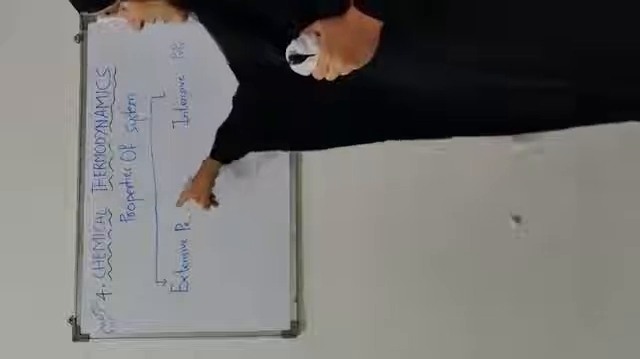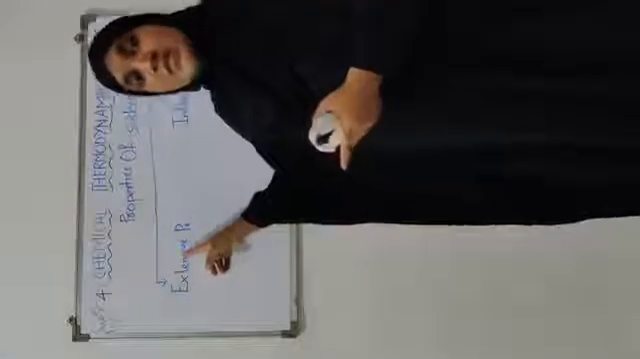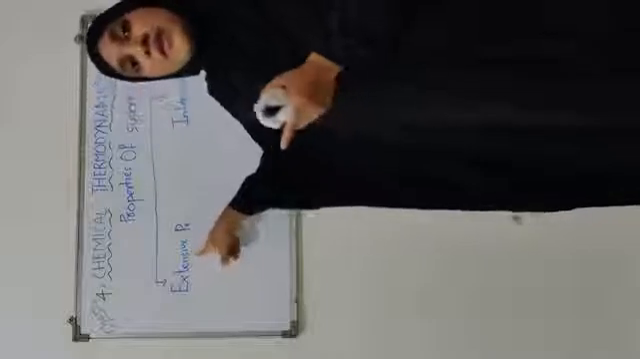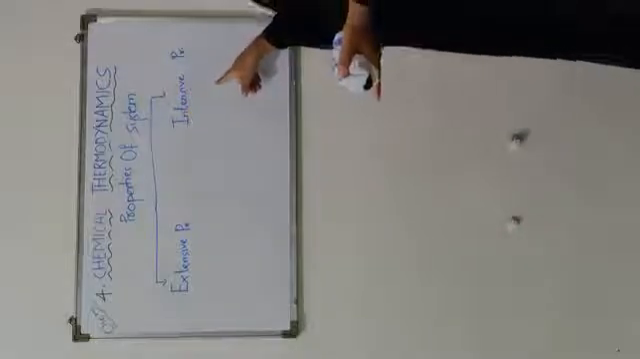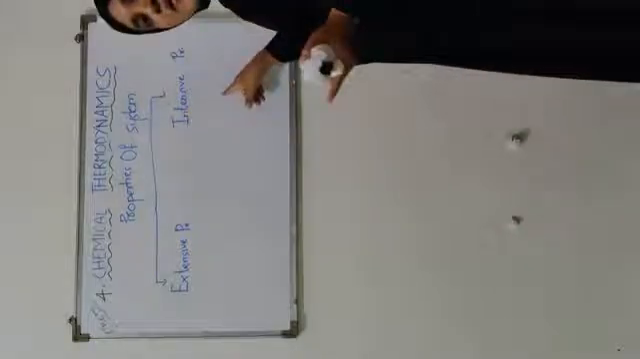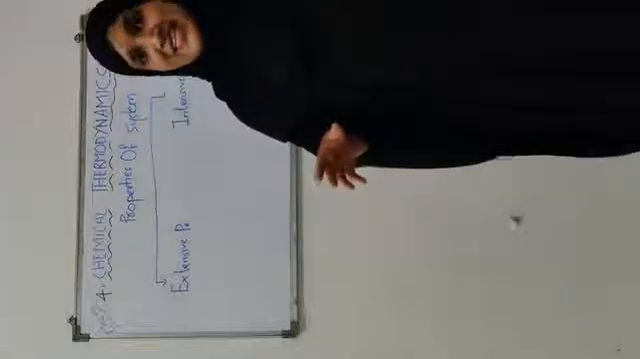It means that some properties will be called as extensive property because these properties depend on the amount of matter which is present in the system, and some would be termed as intensive properties because these properties are independent of the amount of matter that is present in the system.